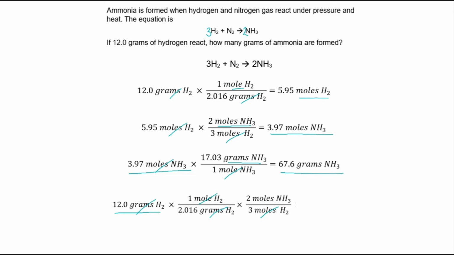My last step was to take my moles of ammonia, use the molar mass to convert to grams of ammonia. So now my moles of ammonia cancel, and I'm left with grams of ammonia. So hopefully you can see here how I have canceled all of my units until I'm only left with grams of ammonia, and then I can plug this whole big thing into my calculator and get an answer a little more quickly. And you can see here I get the same answer, the 67.6 grams of ammonia. As always, use whichever method makes the most sense to you.